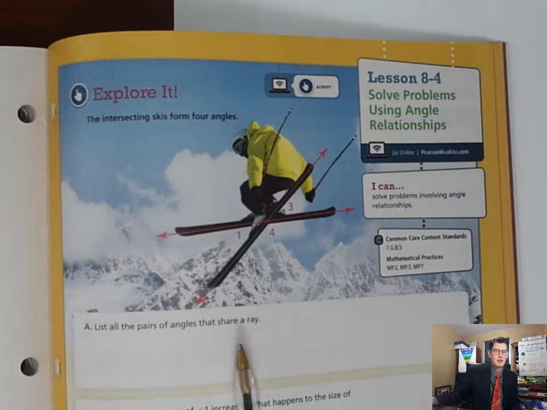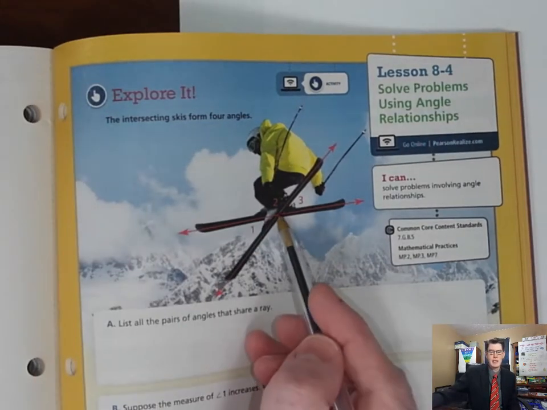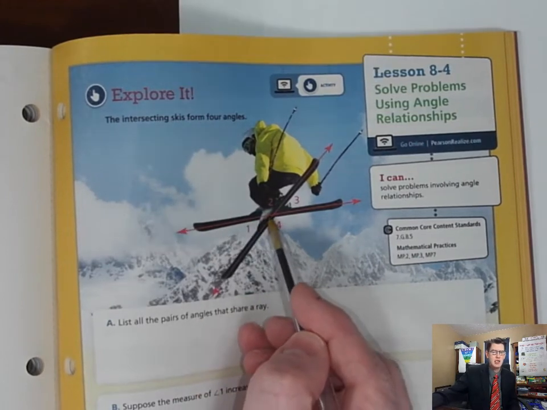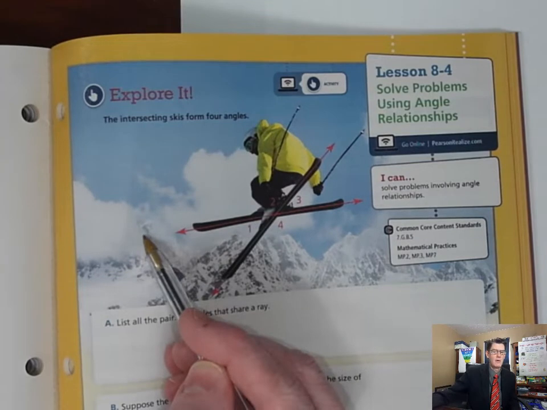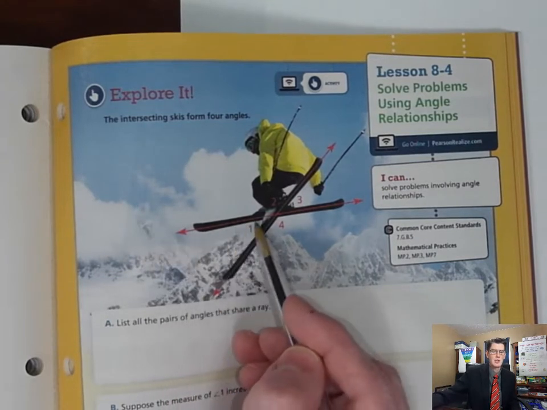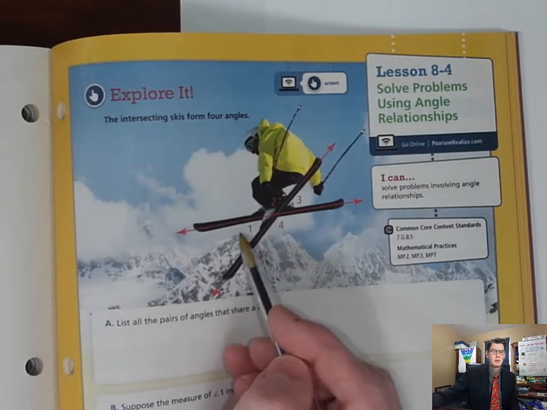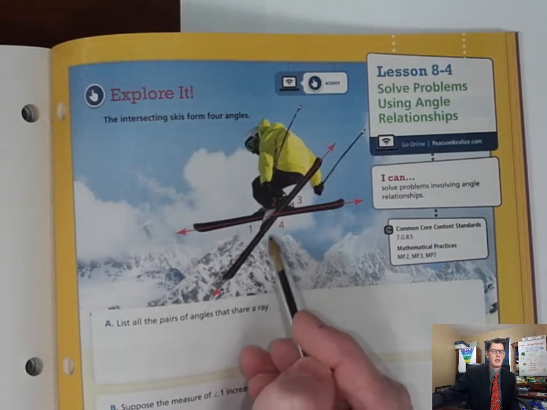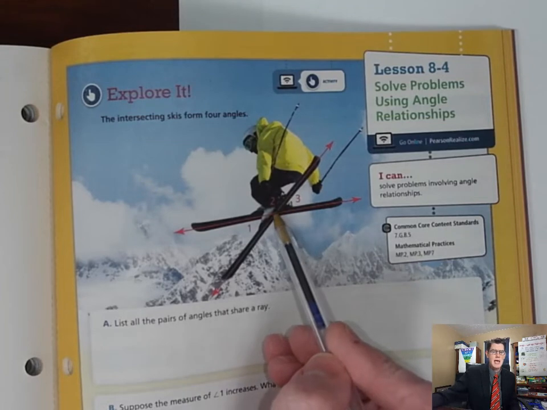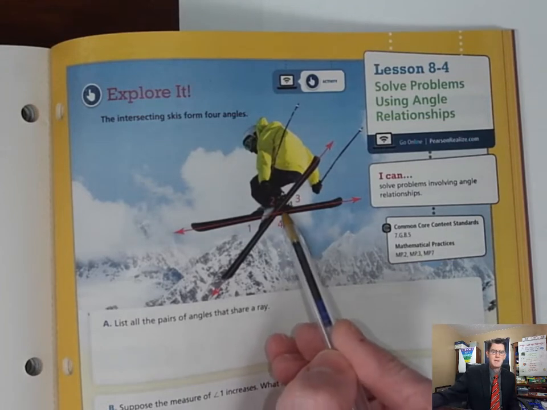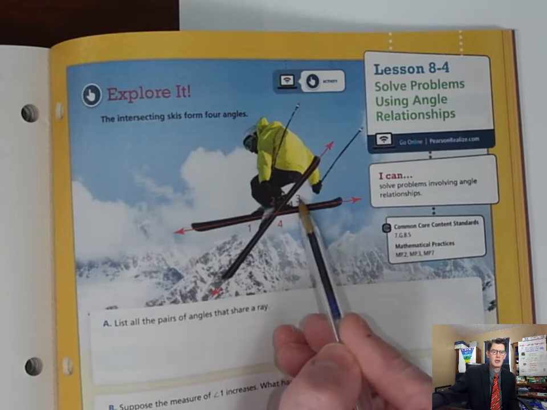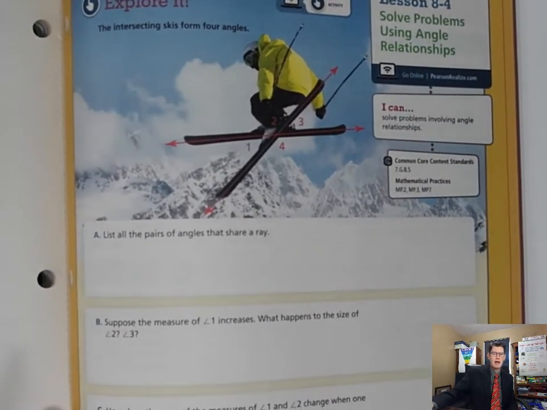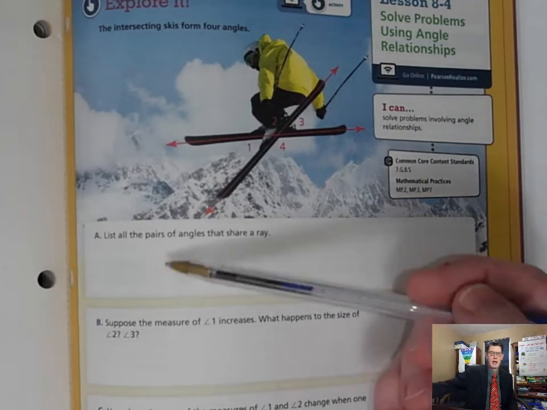List all the pairs of angles that share a ray. This is a ray right here. This half ski has a starting point and an arrow. So for example, what shares this ray? Well, 1 and 2 share the ray. And what shares this ray right here? 1 and 4 share the ray. A ray is like half a line. This ray, what shares this one? Well, 3 and 4. That's the beginning of what they're trying to have you learn as you go through these.